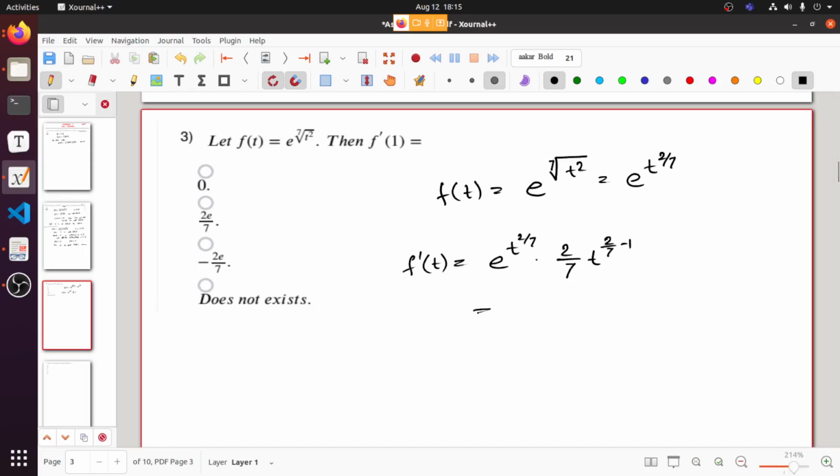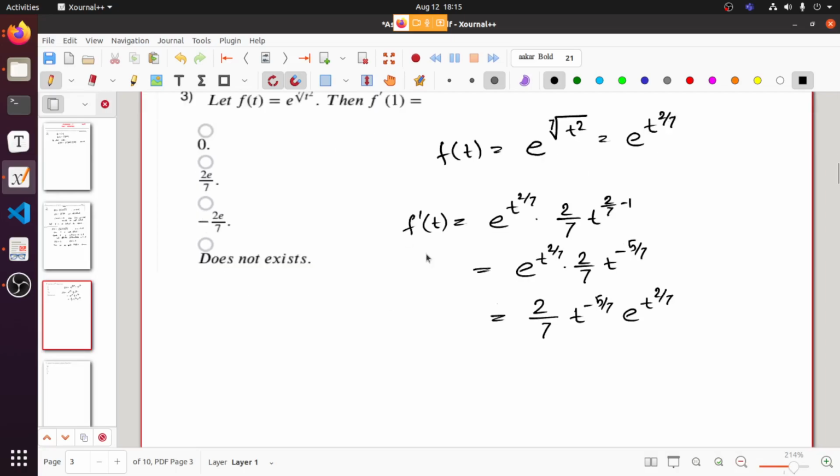2/7 minus 1 gives minus 5/7, so it will be e to the power t to the power 2/7 into 2/7 t to the power minus 5/7. So this is the derivative, which we can write as 2/7 t to the power minus 5/7 into e to the power t to the power 2/7. So this is the derivative of the function f. Now you have to evaluate at the point 1. So what will be f dash at 1? Just put t equals 1.